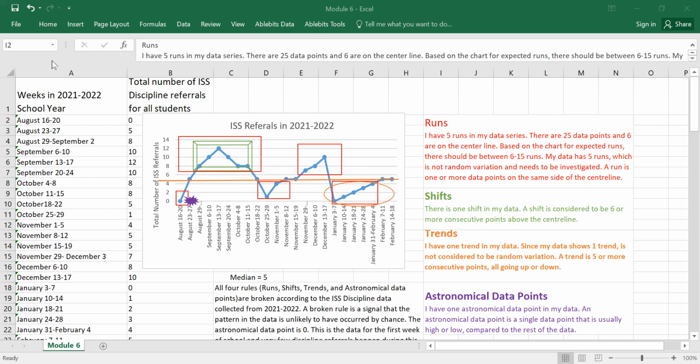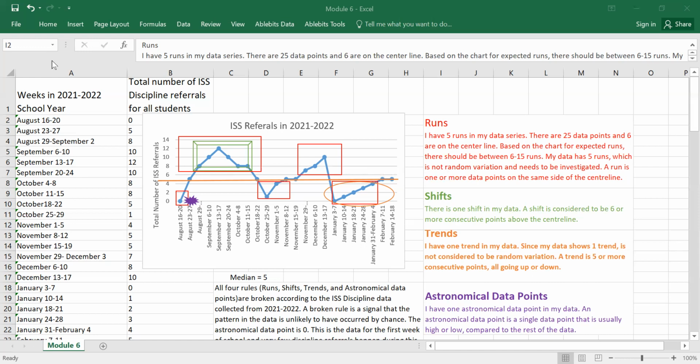My name is Stella Cochran, and I'm going to go over Module 6, which is aligning the why and the how. I really enjoyed this module because I got to use some data from my school. The data that I used was the number of ISS discipline referrals for all students in 2021 to 2022. I went from August up till about February.